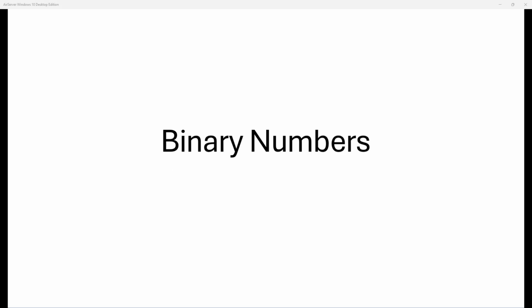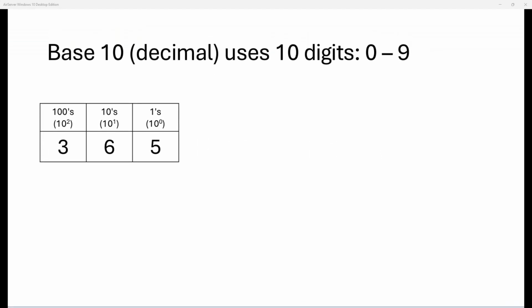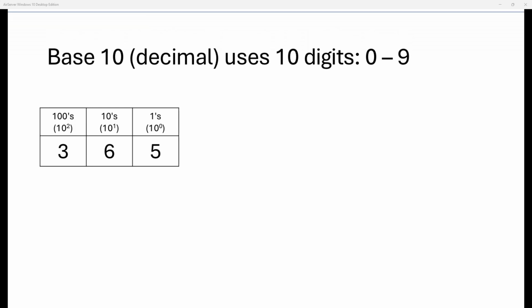In this video, I'm going to introduce binary numbers. To start with, let's review how our decimal system works. We have columns, and each column is a power of 10. So there's a ones column, a tens column, and a hundreds column.